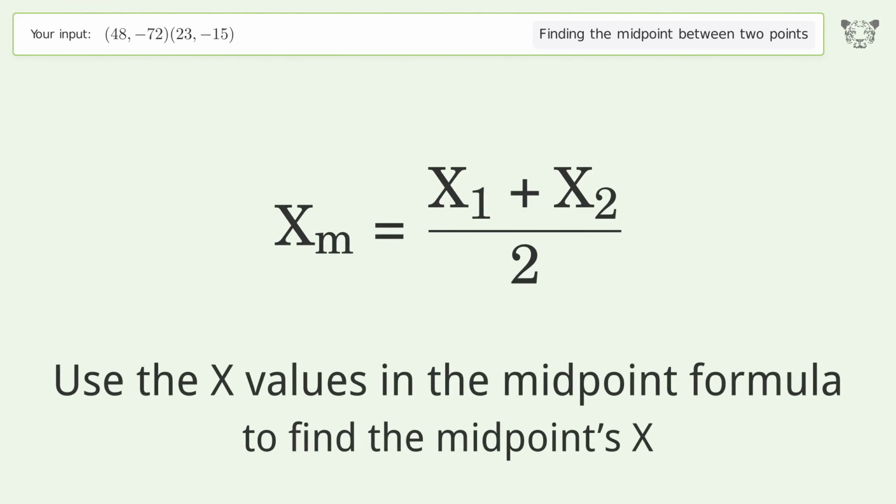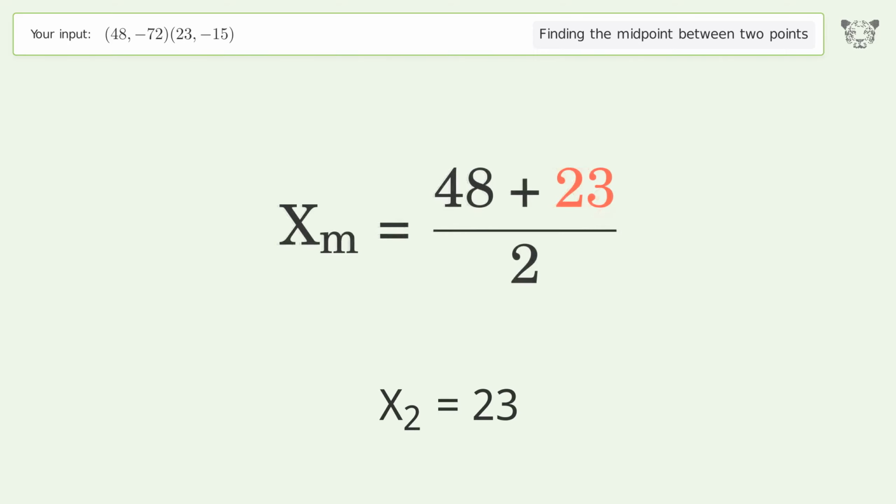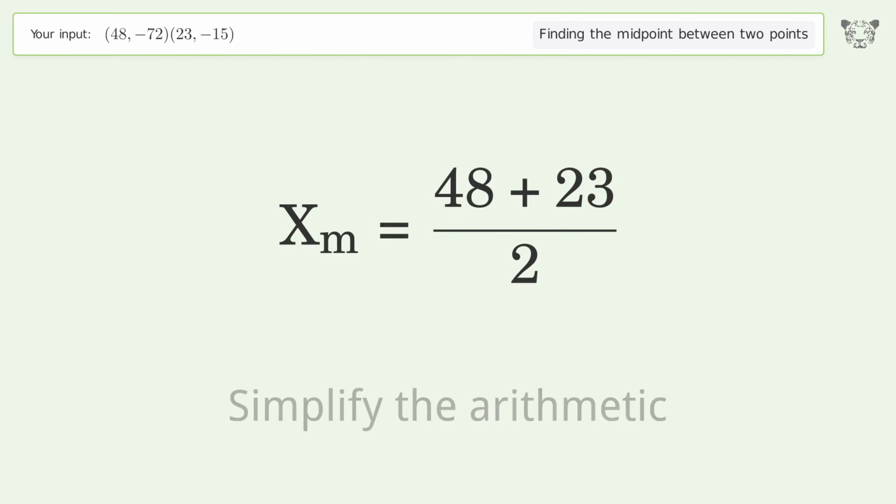Use the x values in the midpoint formula to find the midpoint's x. x1 equals 48. x2 equals 23. Simplify the arithmetic.